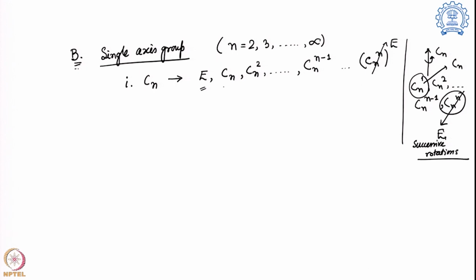So, that means what I am saying, this Cn, Cn2, up to Cn^(n-1) is present at the same position. The axis is actually common for all of them. So, that is one of the point groups that is possible for this particular molecule.